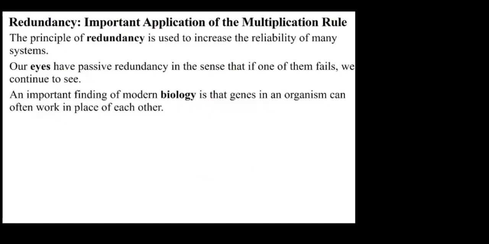let's look at this one, redundancy. Redundancy is an important application of the multiplication rule. The principle of redundancy is used to increase the reliability of many systems. Our eyes have passive redundancy in the sense that if one of them fails, we continue to see. An important finding of modern biology is that genes in an organism can often work in place of each other.